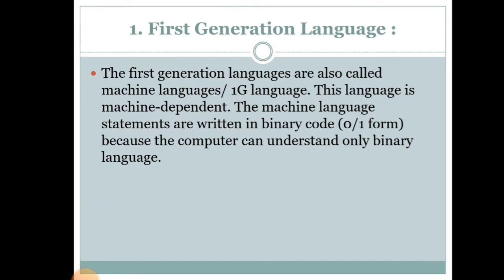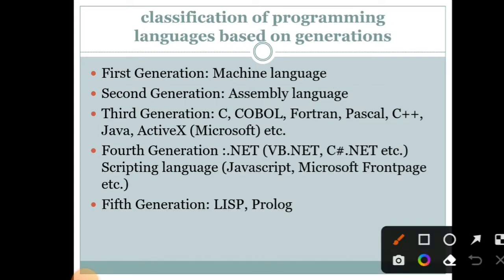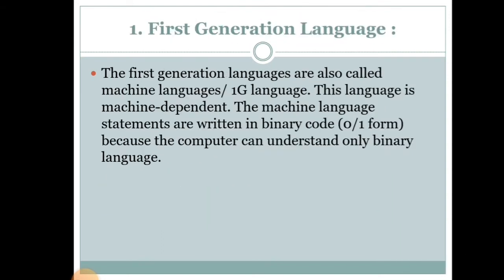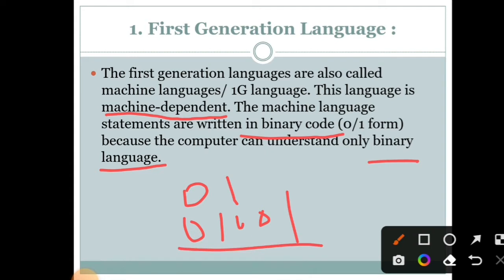Let's see one by one. The first generation programming languages are also called machine languages or 1G languages. This language is machine dependent. I already told that in the first generation, machine language is used. The machine language statements are written in binary code, that is zeros and ones, because the computer can understand only binary language, the sequence of zeros and ones.